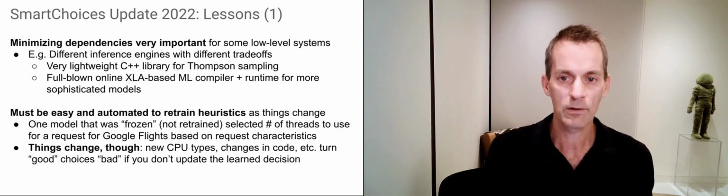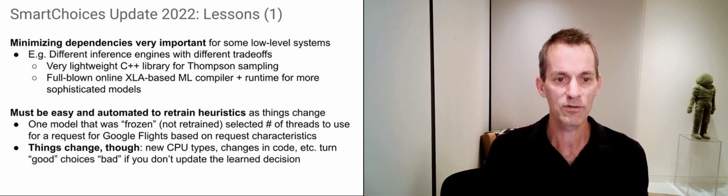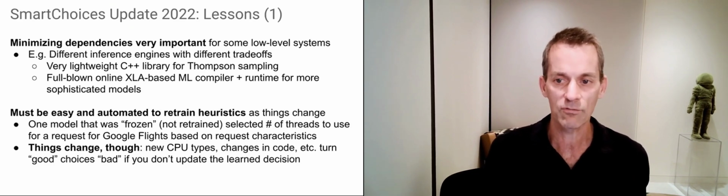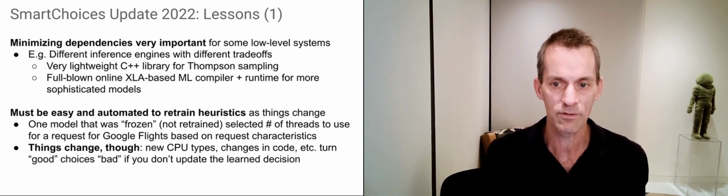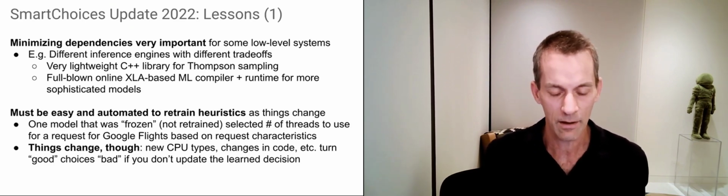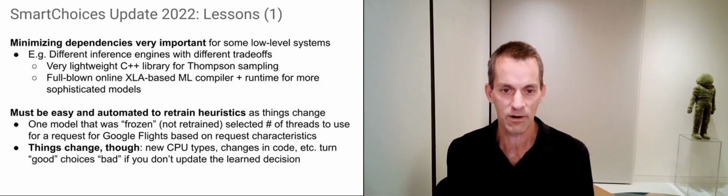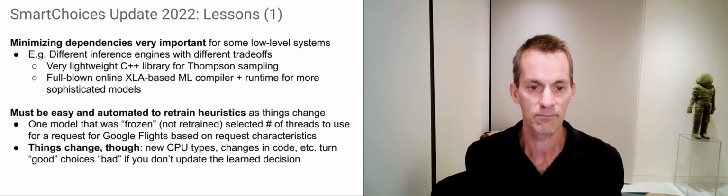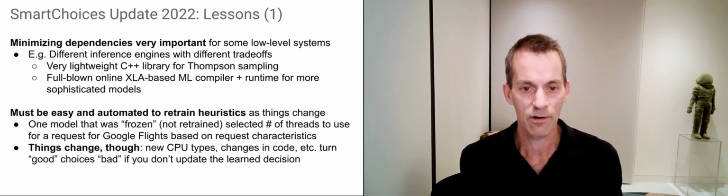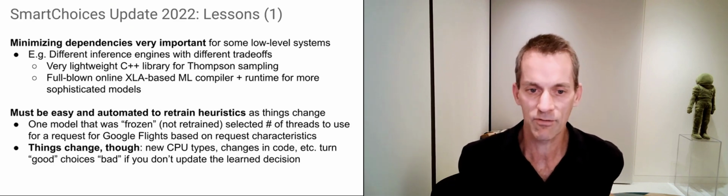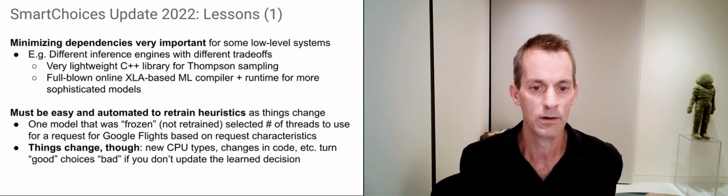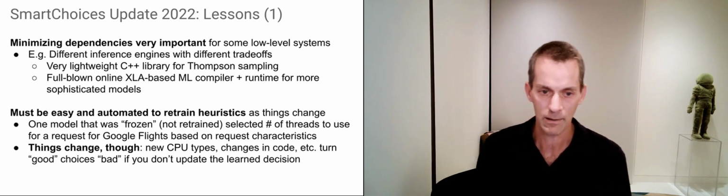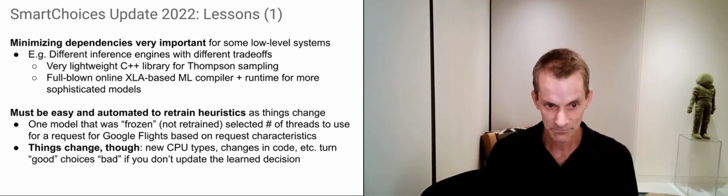A few lessons that have been learned in using Smart Choices in various places. First, minimizing dependencies is really important for some really low-level systems. So if you're making choices about, say, OS process scheduling, you don't want to bring a whole machine learning model compiler system into that kind of lightweight usage. And so we have a very lightweight C++ library for doing Thompson sampling, for example. We also have a full-blown online XLA-based ML compiler runtime for more sophisticated models.